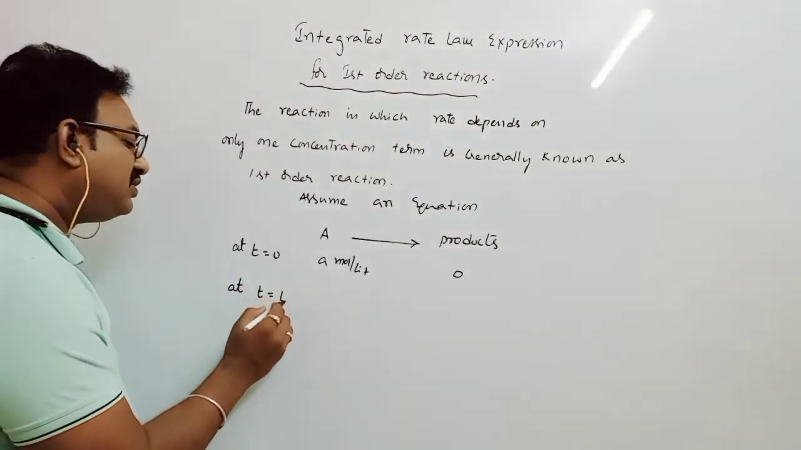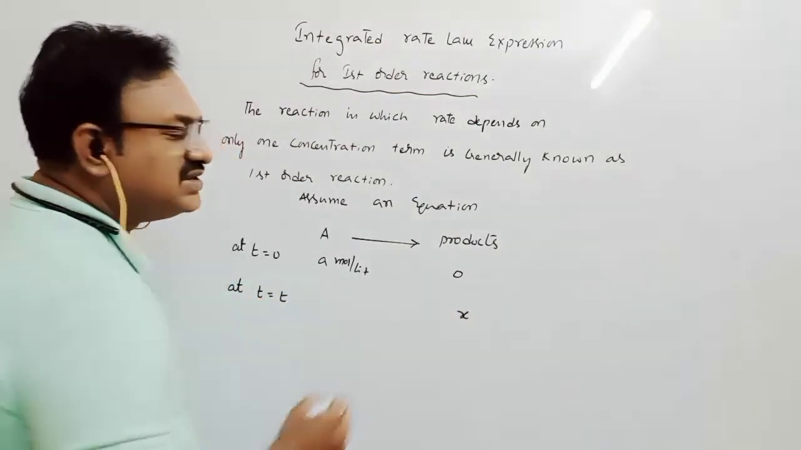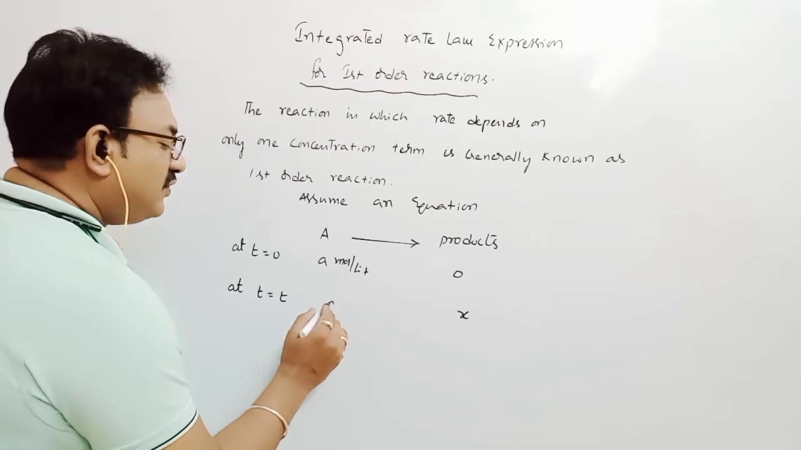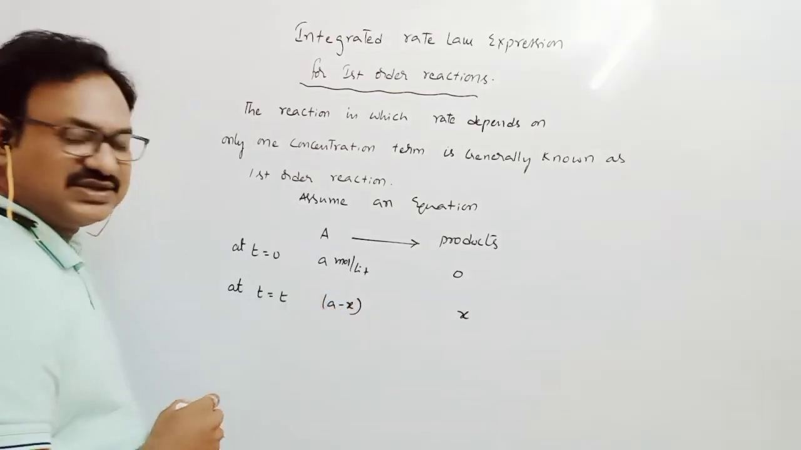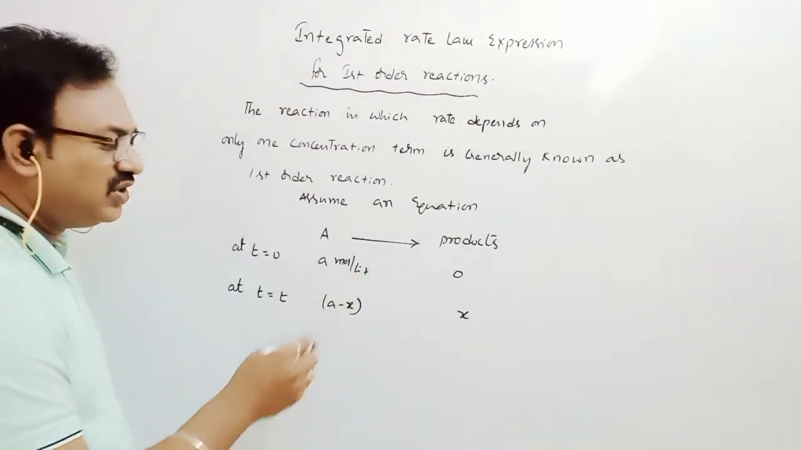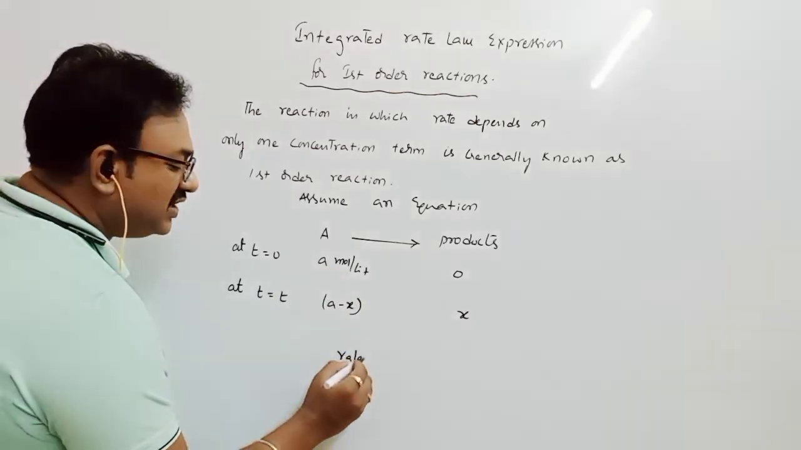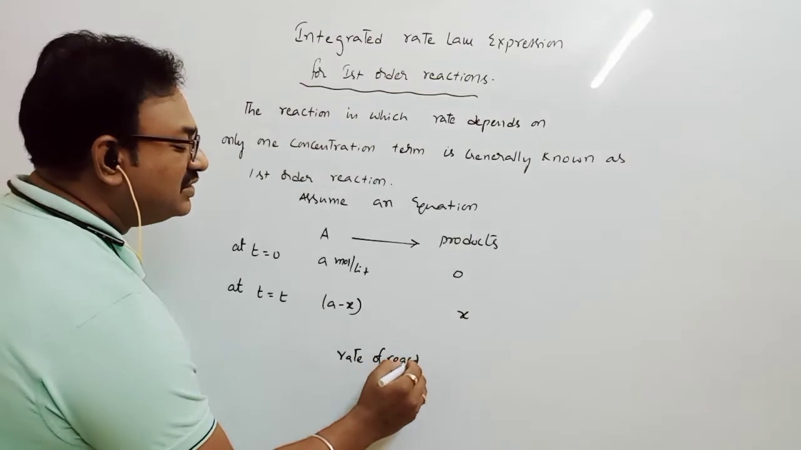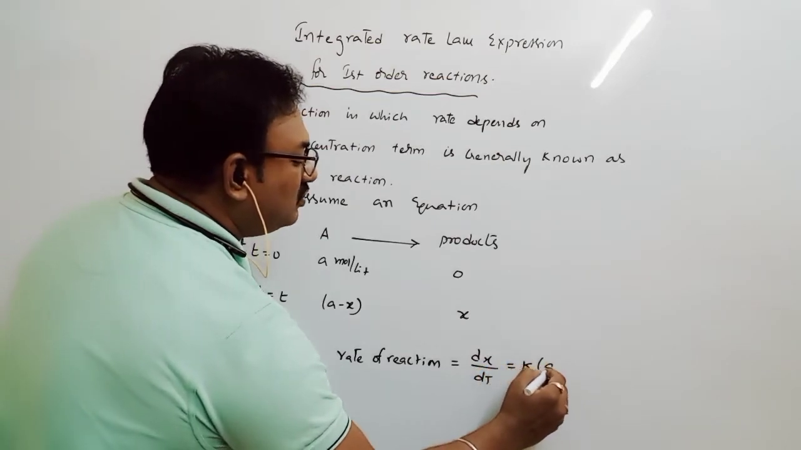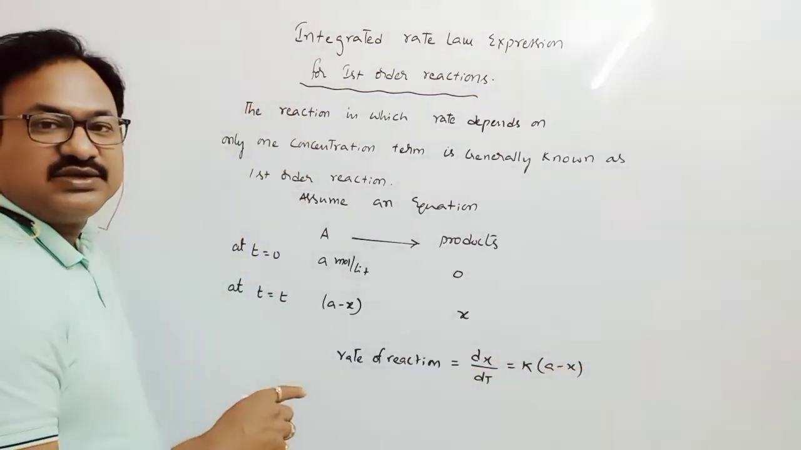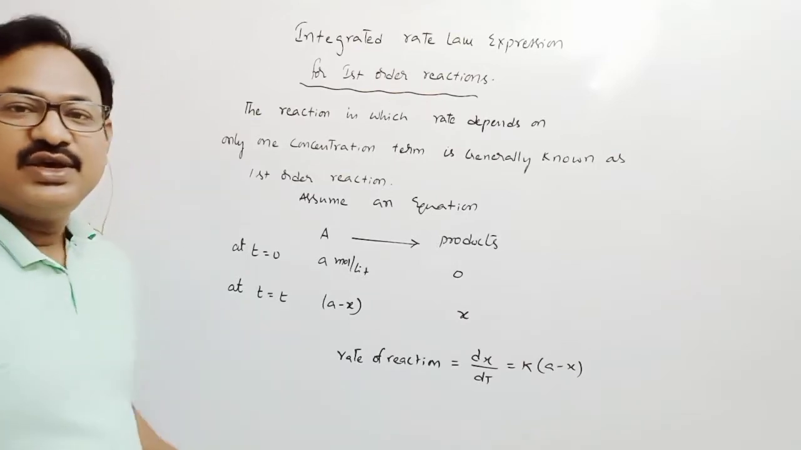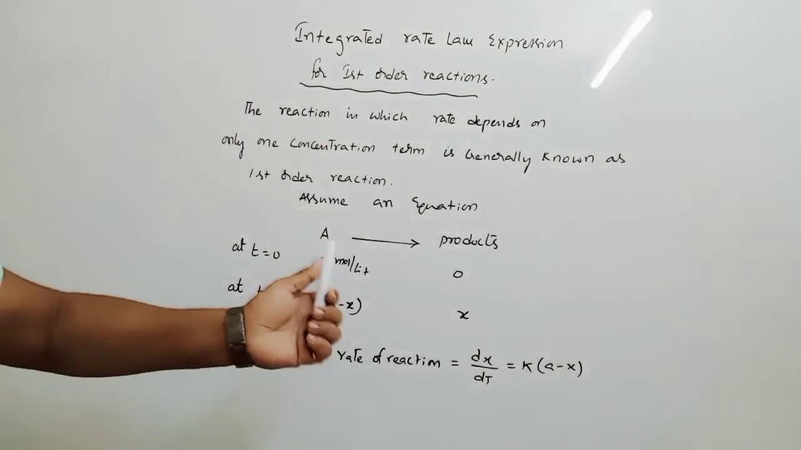Now at t equal to t, let the product be x moles per liter. Therefore reactant left will be a minus x. After time t, reactant left is a minus x, and product formed is x moles per liter. Now if you go through the rate expression, rate of reaction is dx by dt equal to k into (a minus x). So we have to integrate this equation now.